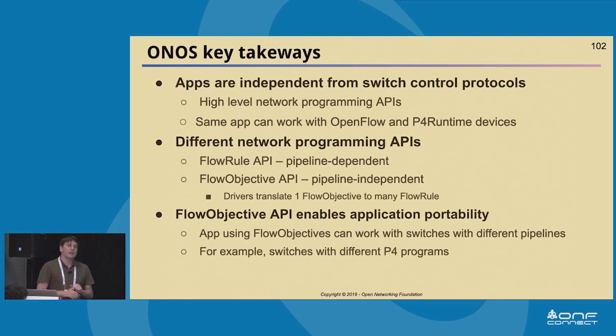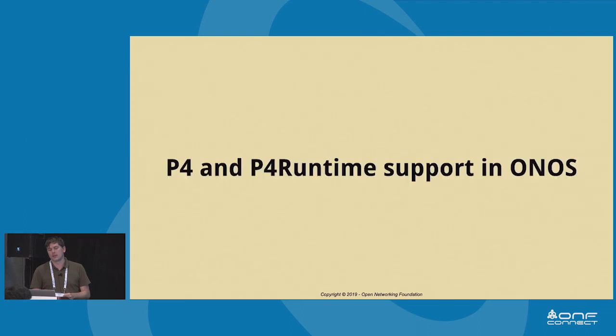The flow objective API was implemented to enable application portability. And you can see some overlap with the goals of P4 for fixed function switches. The flow objective API was created as a consequence of the pipeline heterogeneity that came out with OpenFlow 1.3. And as I said before, there's definitely some overlap between flow objective and P4 intention. So the idea is that an app using flow objectives can work with switches with different pipelines, for example, switches with different P4 programs. I'll give you examples of that in a second.